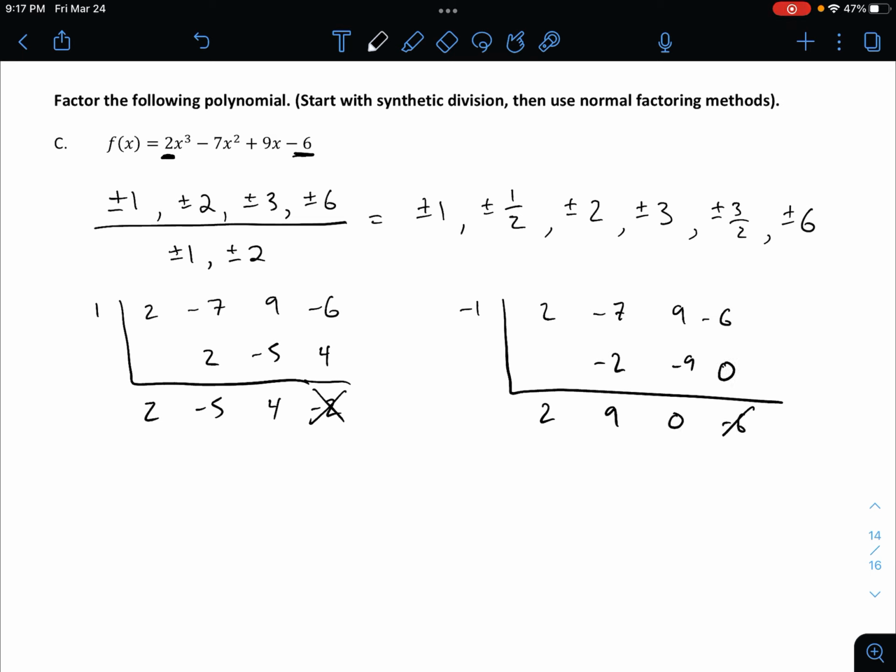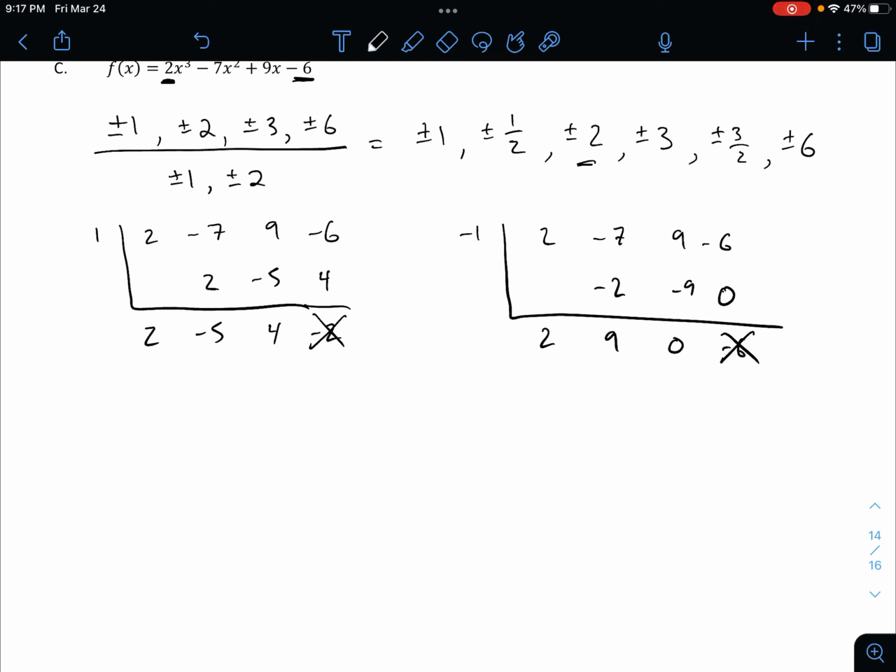Let's try the 2. I'm going to skip the 1/2. I don't really want to work with fractions that much, so I'm going to try the 2. 2, -7, 9, and -6. Bring down the 2. We multiply. We add. We multiply. We add. We multiply. And that's 12. Doesn't work. Let's try the -2.